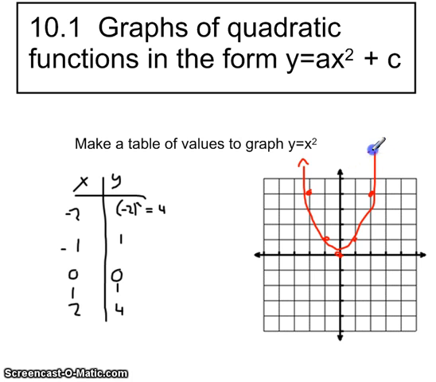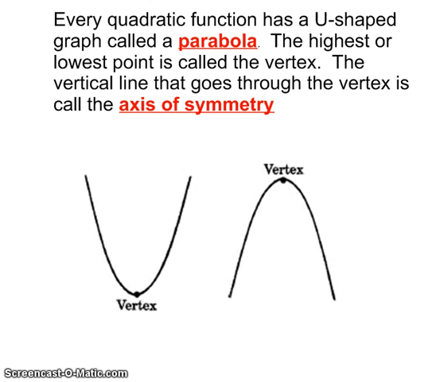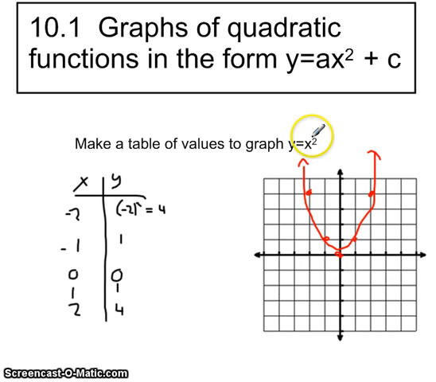Let me show you the next slide. What we have here is something called a parabola. Every quadratic function has a U-shaped graph called a parabola. The highest or lowest point is called the vertex, and there's a vertical line that goes through the vertex. This line is called the axis of symmetry. So if I go back to my original example, the axis of symmetry would be along the y-axis. Here's the axis of symmetry, and then the vertex would be at the point 0, 0.